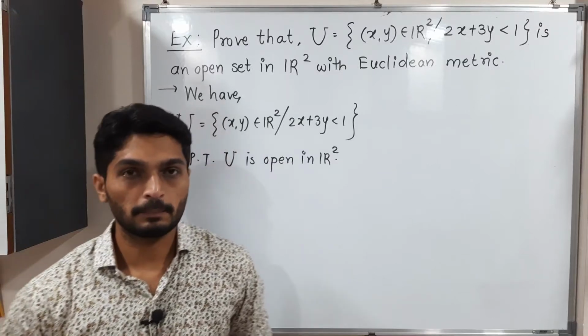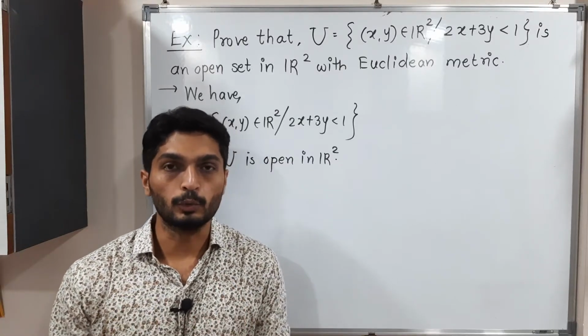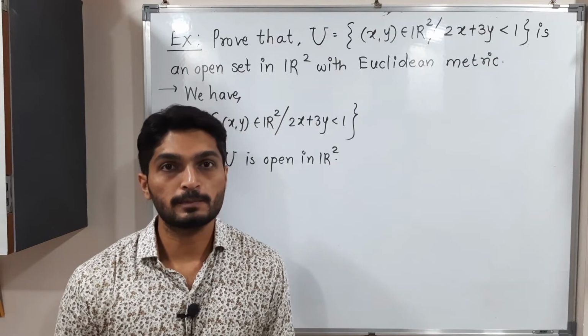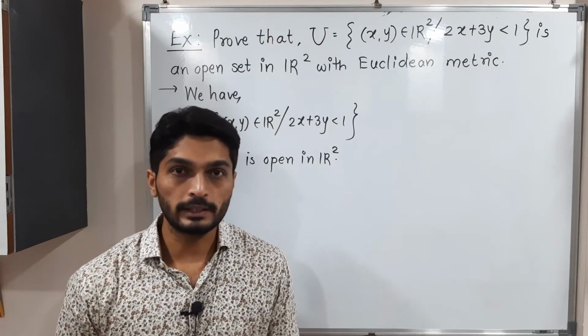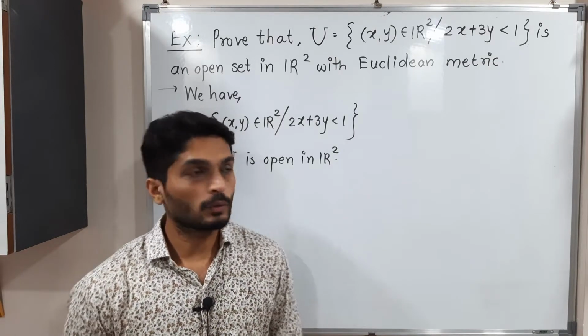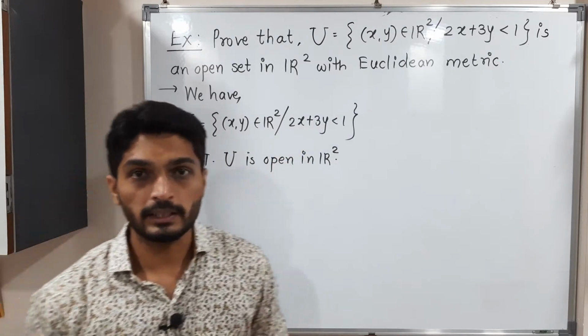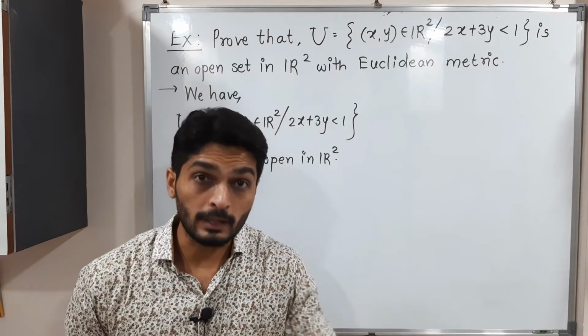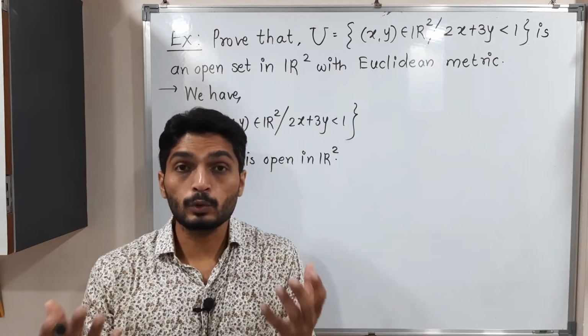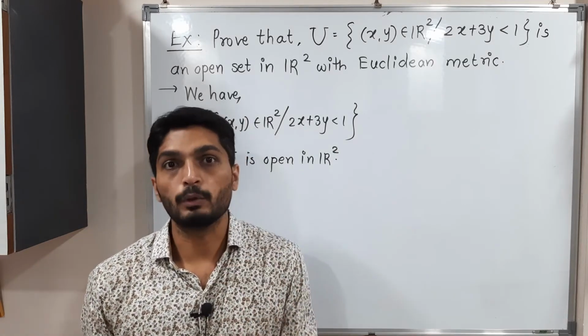Let us discuss this example. In this example, we have a set U and we have to prove that it is an open subset of R2 with Euclidean distance. Okay. See, what is the meaning of this set 2x plus 3y? Normally, when we have an inequality, first of all, we have to consider the equality there. Then we will come to know the graph and then we will talk about the proof.